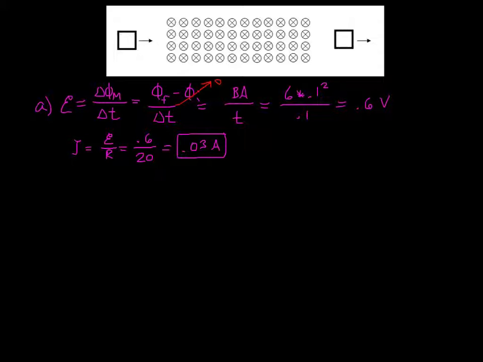And as far as the direction goes, since the magnetic flux is increasing because it's going from 0 up to something into the page, the induced magnetic field is in the opposite direction, which is going to be out of the page. So using your first right-hand rule, punch your fingers out of the page, and you'll see that the induced current, the direction of your thumb, is counterclockwise.